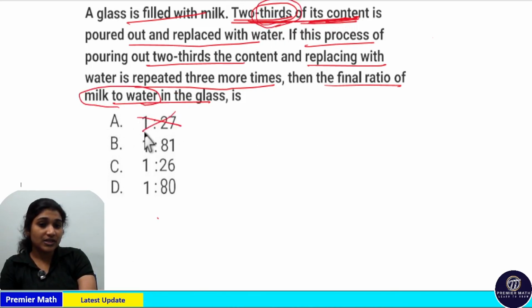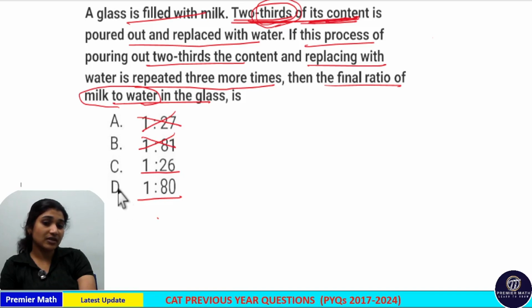So 1 plus 27 is 28, not a multiple of 3. 1 plus 81 is 82, not a multiple of 3. But 1 plus 26 is 27 and 1 plus 80 is 81. So both C and D can be our answer. Either C or D can be our answer.